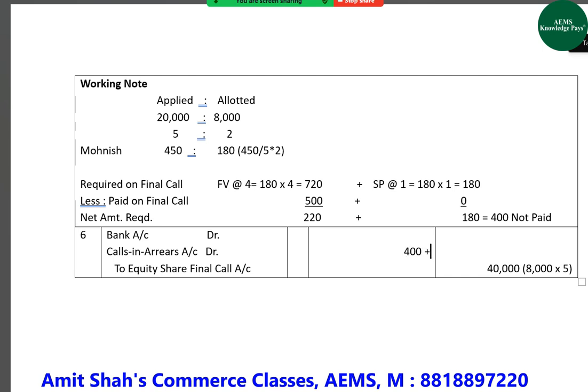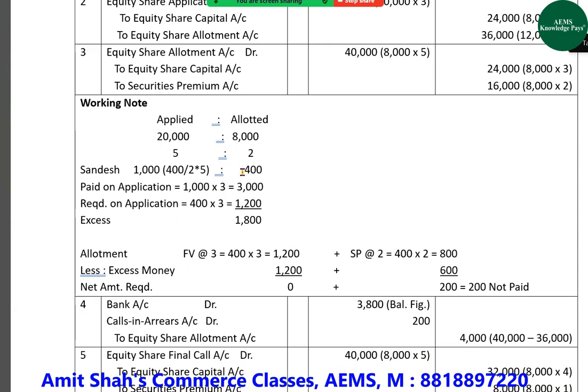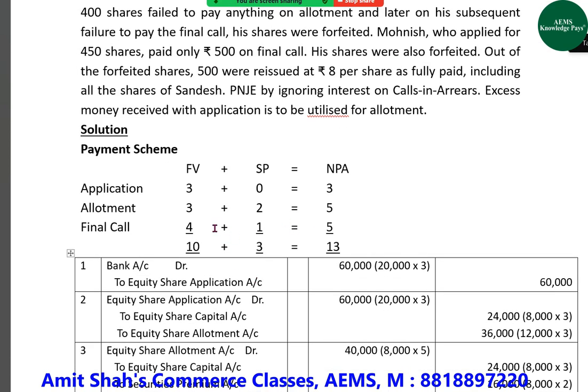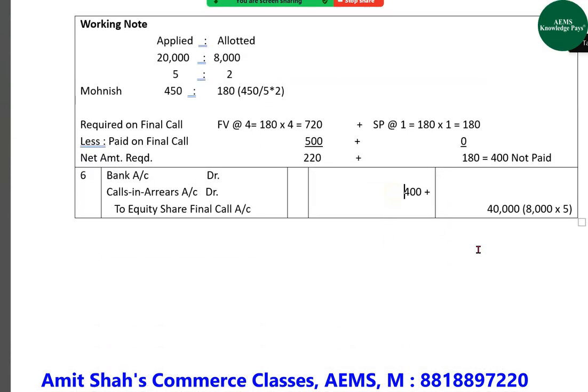So 400 of Monish, and on 400 shares of Sandesh at the rate of rupees 5 of final call, that is 2000 rupees from Sandesh also the company has not received. So the total amount not received by the company is 2400 out of 40,000. It means the net amount received by the company is 37,600.